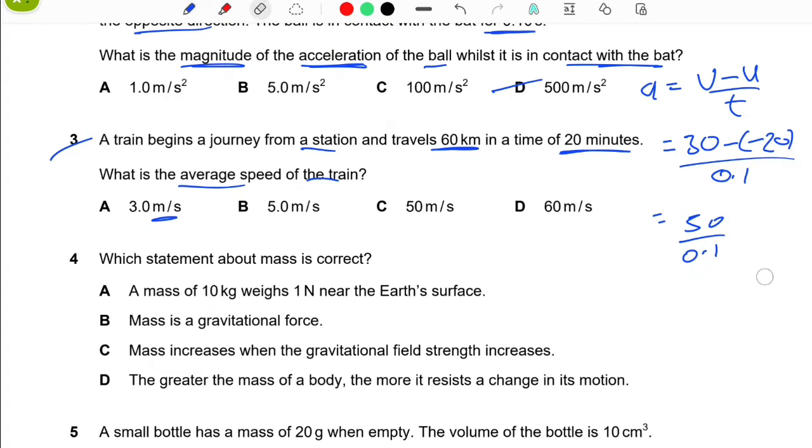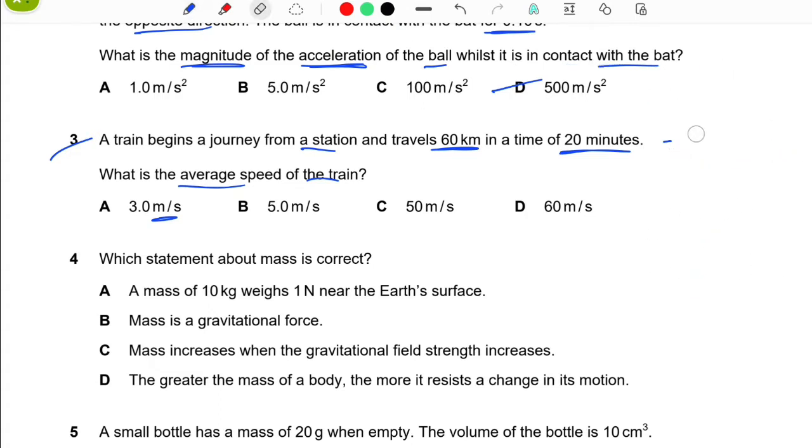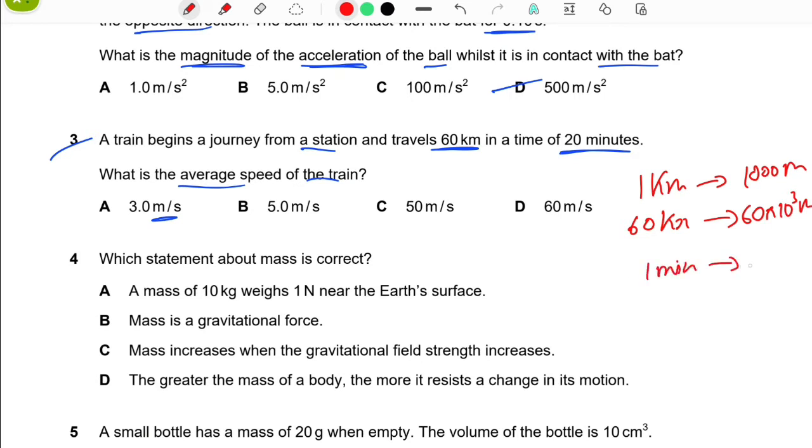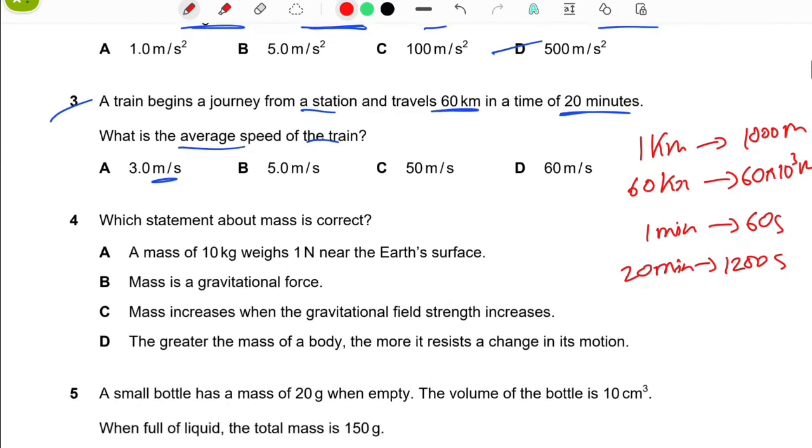So let me just erase this in case you are getting distracted. Yeah, so there you go. Now let's convert kilometer to meter. I hope you know the conversion. So 1 kilometer is equal to 1000 meter. So 60 kilometer will be equal to 60 into 10 to the power 3 meter, and for minutes, 1 minute is equal to 60 seconds, so 20 minutes is equal to 1200 seconds. I hope my calculations are right, no?